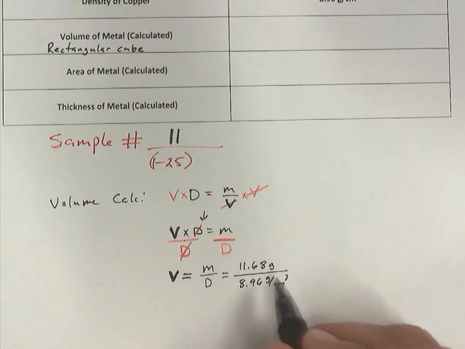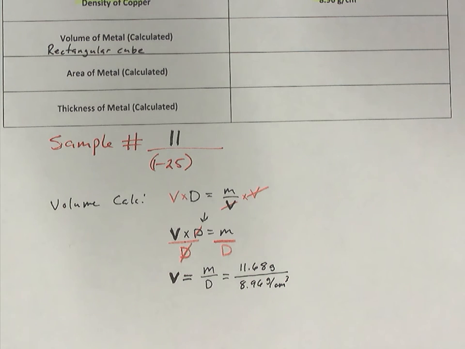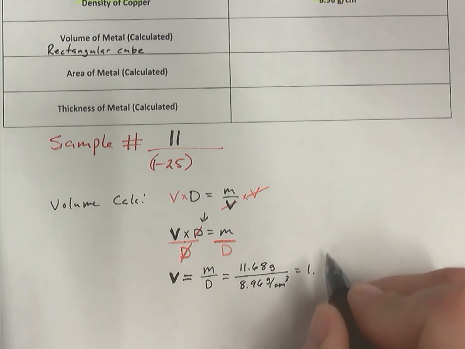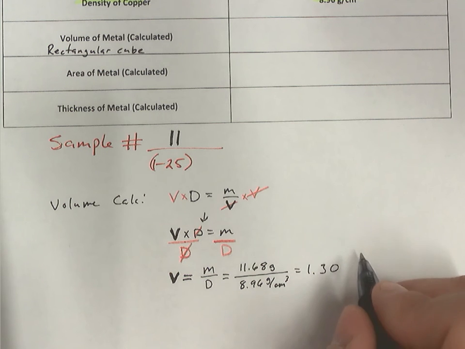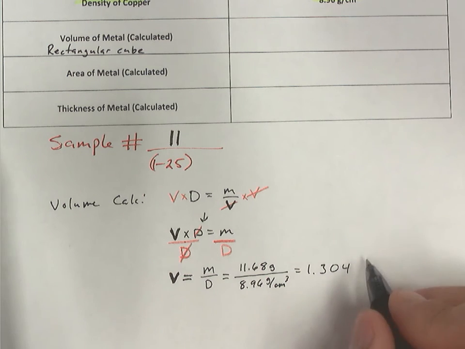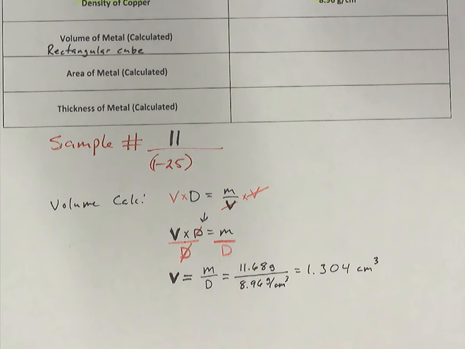You're going to see the grams are going to cancel, and that's going to leave us with centimeters cubed, which is an appropriate unit for volume. So 11.68 divided by 8.96 gives you 1.304. We'll just round it to there for right now. And that's going to be centimeters cubed. We don't have to do significant figures yet. We're only worried with significant figures at the very end of our problem.